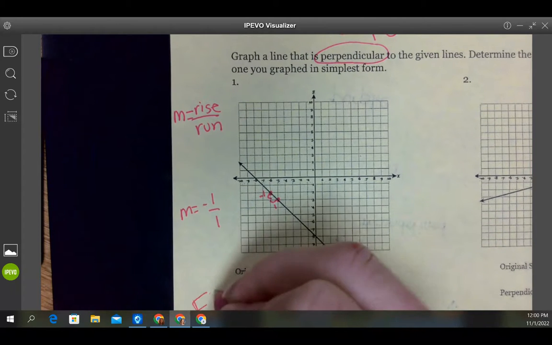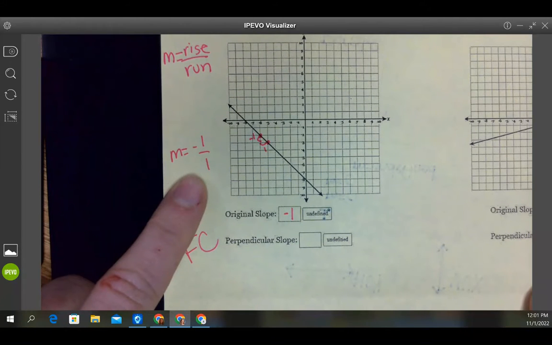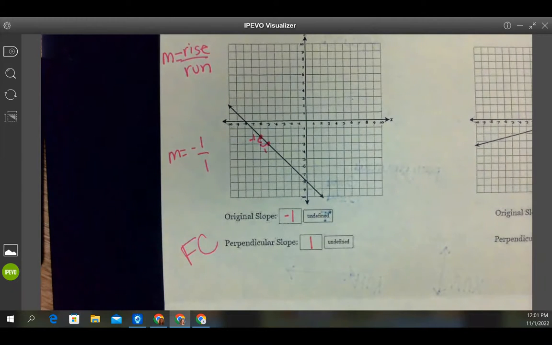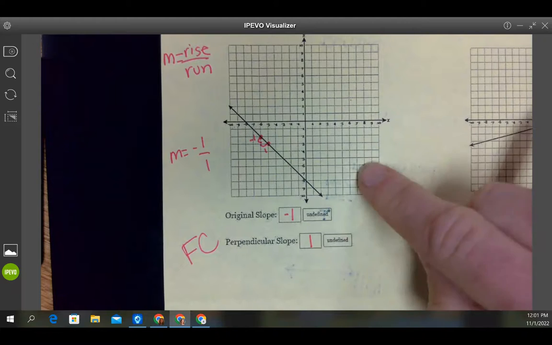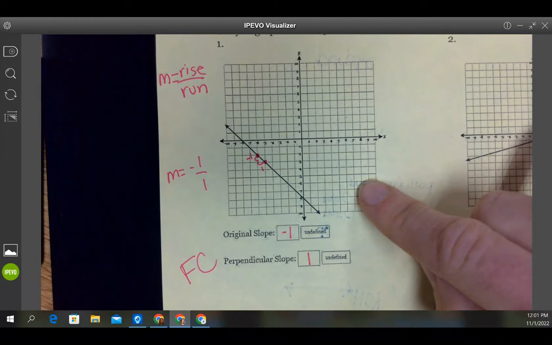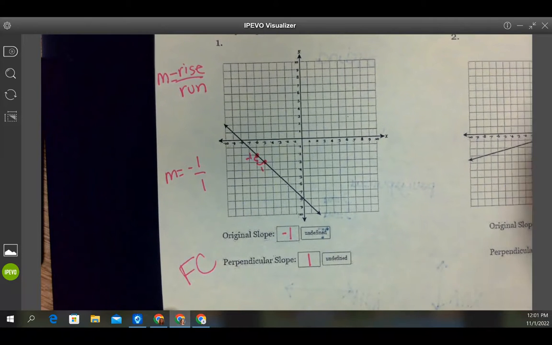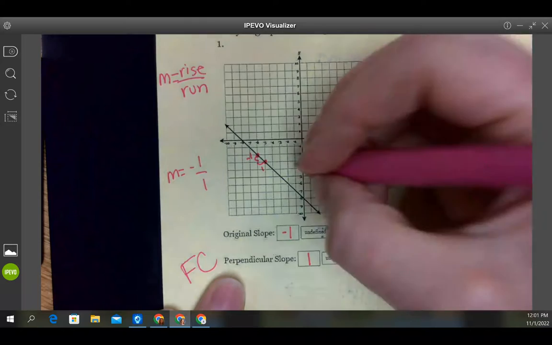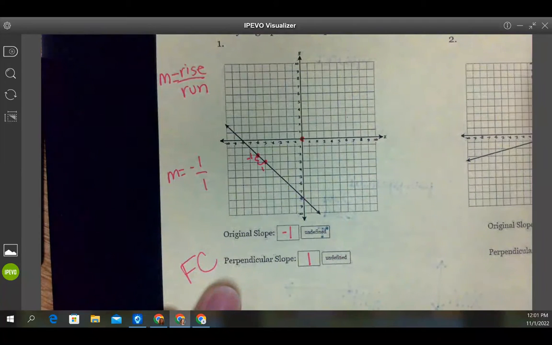So for perpendicular, we're going to flip and change. Well, -1 over 1, if we flip it, would be positive 1 over 1, or just 1. Sometimes it'll just ask, what is the slope? What's the perpendicular slope? And you're done. This one asks you to graph a line that's perpendicular to it. So you would just use any 2 points. All I know is that my slope is 1 over 1. It doesn't matter where you start, I'm going to start at the origin.